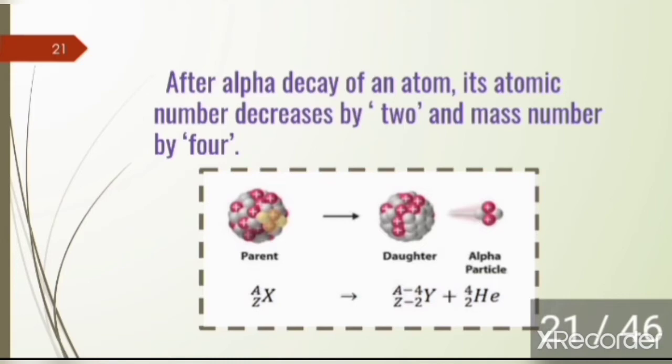Let us illustrate the alpha decay with a general example, using a general formula, which is X(Z,A) gives Y(Z-2,A-4) plus He(2,4), where X is the parent nucleus, which has an atomic number Z and mass number A, and gets transformed into a new nuclei, the daughter nuclei called Y, which has an atomic number Z minus 2 and mass number A minus 4. That is 2 less than the atomic number of the parent nuclei and 4 less than the mass number of the parent nuclei, and an alpha particle.